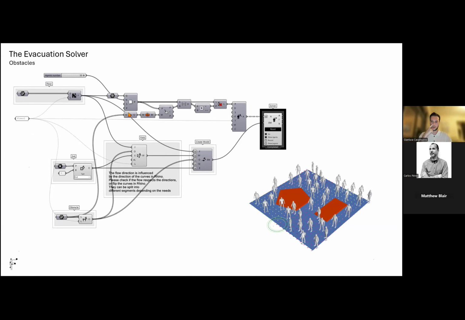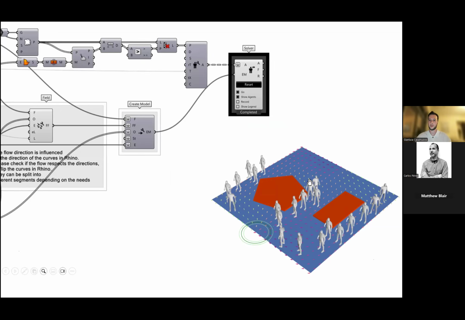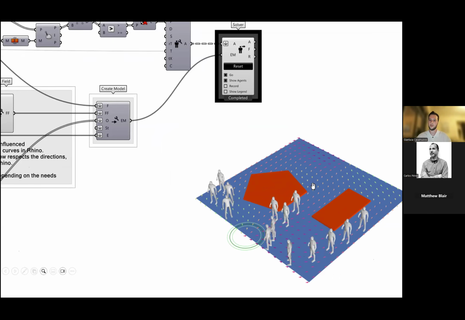There is also the possibility to introduce obstacles. You see here, if I zoom in a bit, that the flow field is influenced also by the obstacle segments' direction. So before creating the obstacle, I need to take care to set the directions of each of the curves and then create the obstacles. Then the flow field will be influenced by these directions.